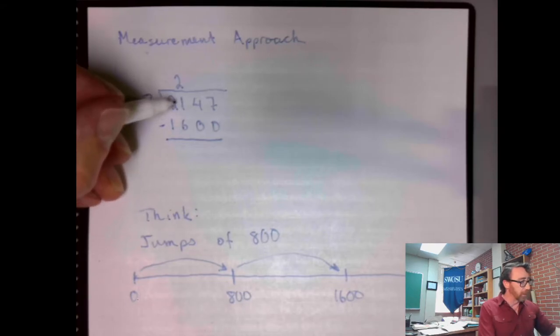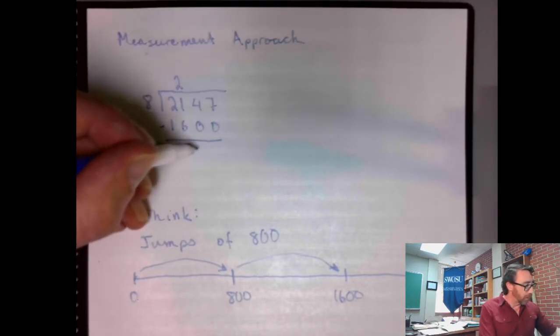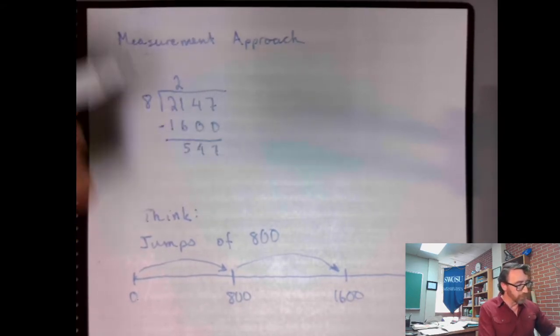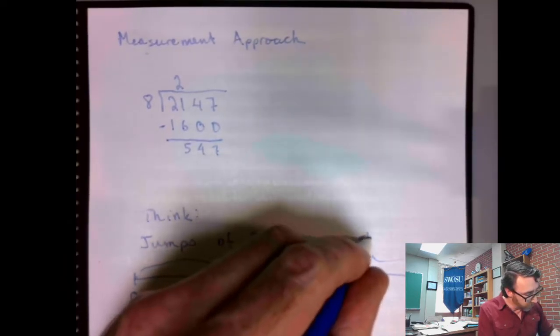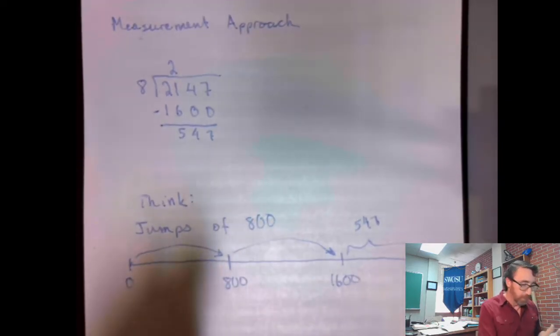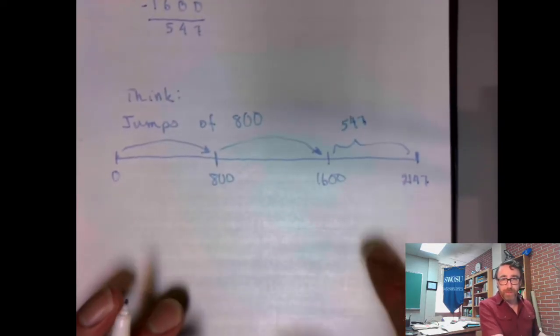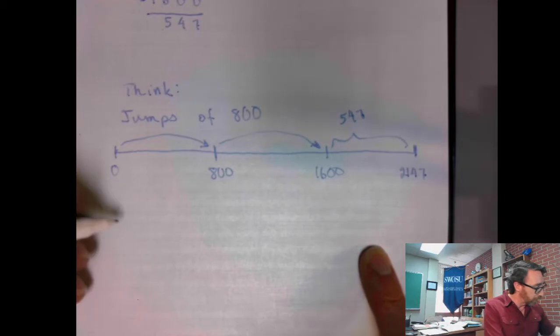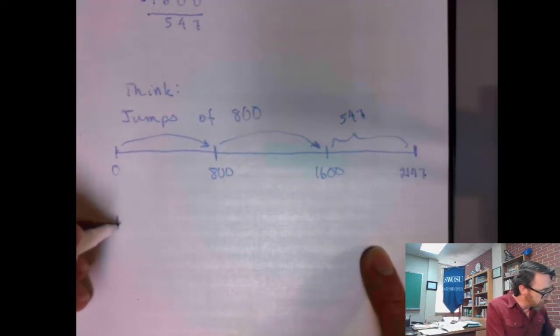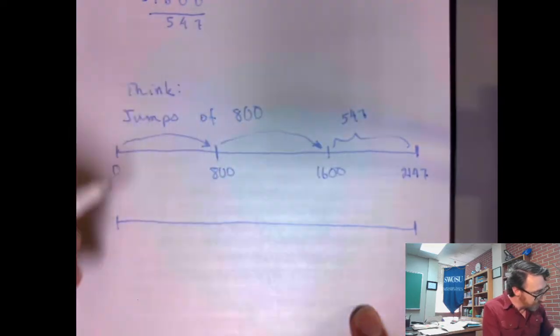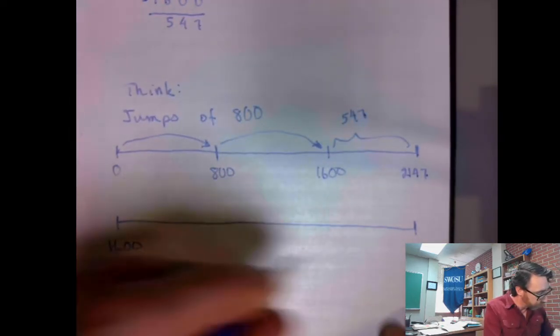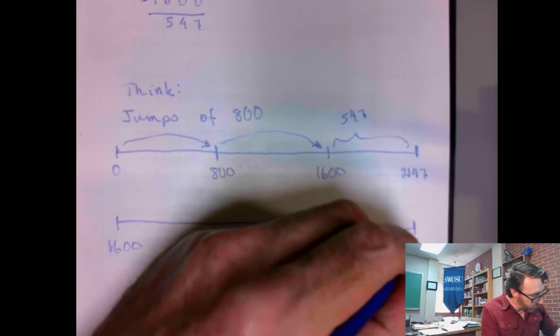Okay, and let me see here, 547 is the difference there. So that's what this is right here. We have 547 left to go. So now we imagine zooming in right there on that. We're not starting at 0 anymore. We're starting at 1600. And we're trying to get to 2147.